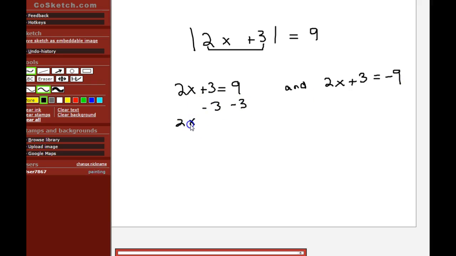2x is equal to 6. x is equal to 3. Let's check that out. 3 times 2 is 6, plus 3 is 9. The absolute value of 9 is 9. That works. And let's try the other one.